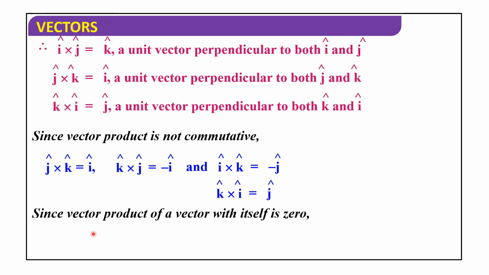Since the vector product of a vector with itself is 0, the cross product of I cap and I cap is equal to J cap cross J cap, which is equal to K cap cross K cap, which is equal to 0.